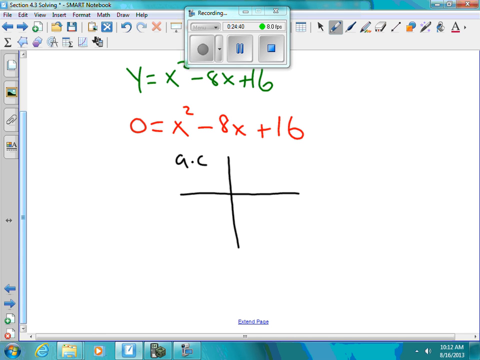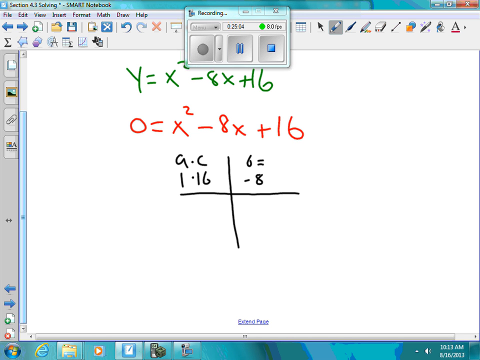So a times c is 1 times 16, which is 16. b is negative 8. So what multiplies to make 16 and adds to make negative 8? Like I said, you want to pause this and try it on your own. I would appreciate that if you would. So when you're ready to come back, just hit play.